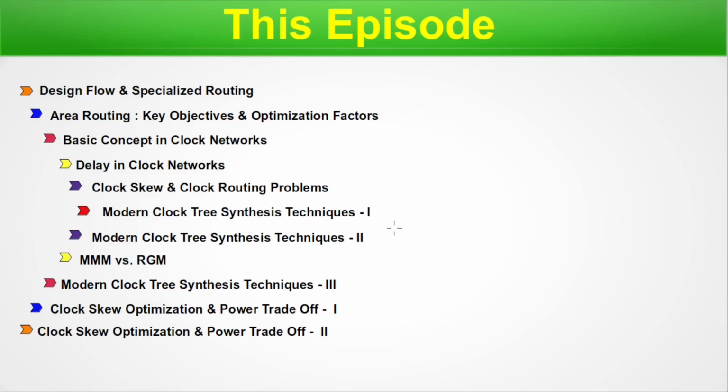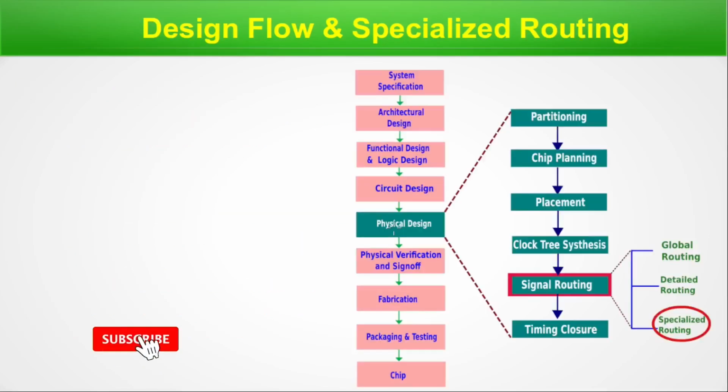We are done with this slide. Now let's move to the next slide. Design flow and specialized routing. This diagram we have been using for the last few episodes, and today also we will take reference of this one. Once the flow enters physical design, there are multiple steps like partitioning, chip planning, placement, clock tree synthesis, signal routing, and finally timing closure.